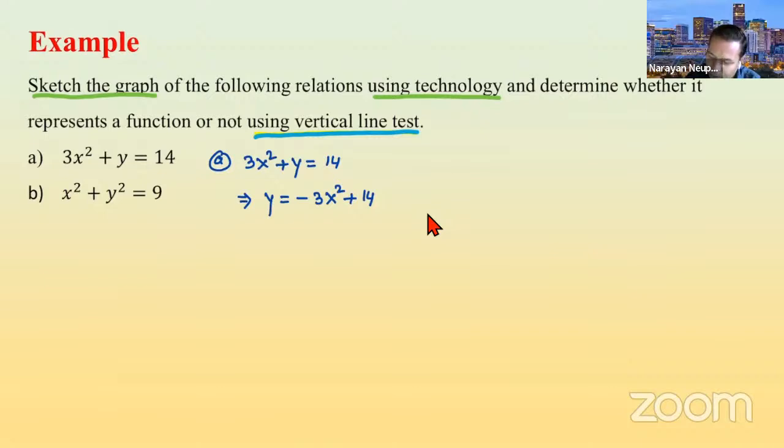Okay, so first we draw the axes, a vertical line for the y-axis and a horizontal line for the x-axis. So the graph of this function, y equal to negative 3x squared plus 14, is a downward opening parabola which is shifted 14 units up. So it will be a downward opening parabola like this.